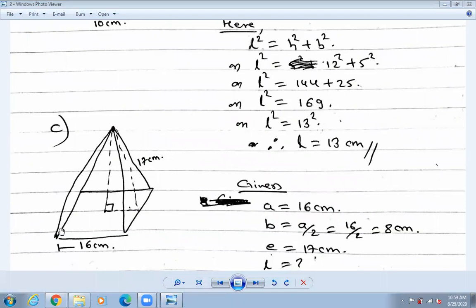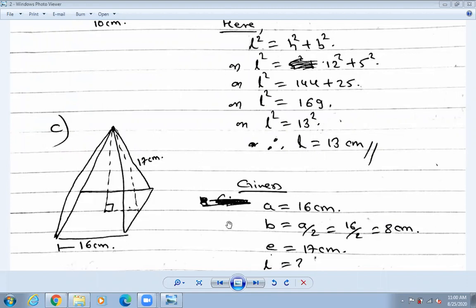Okay, in question number C, this part is given. So what do we call this one? This one is called A. A is 16 centimeter. So if there is A, immediately find out B also. B will be the half of 16, that is going to be 8 centimeter. Now this part is given, we are not given the height, we are given this part. This part of the triangle is called edge, E.